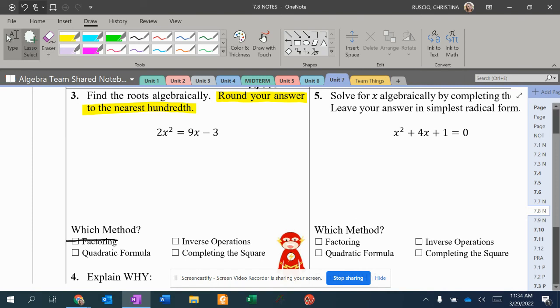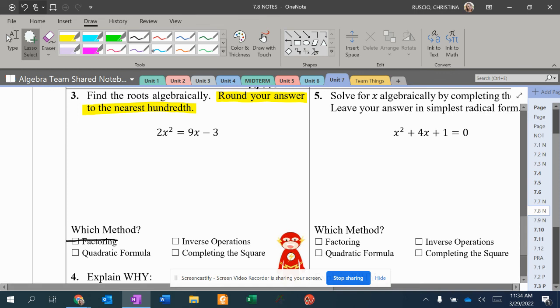So let's first get this set equal to 0. And it looks like our x squared term is positive on the left. So we're just going to move all of our other terms over to the right-hand side. If it switches sides, it switches signs. So 2x squared minus 9x plus 3 equals, now we don't have anything over on this side, equals 0.